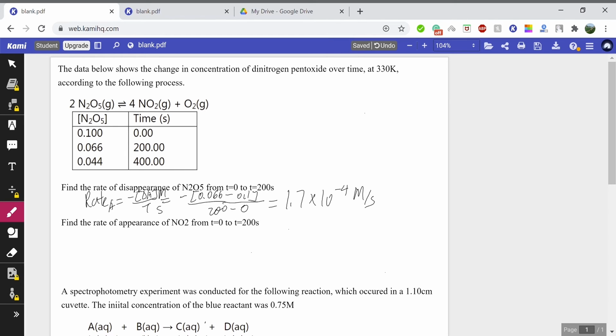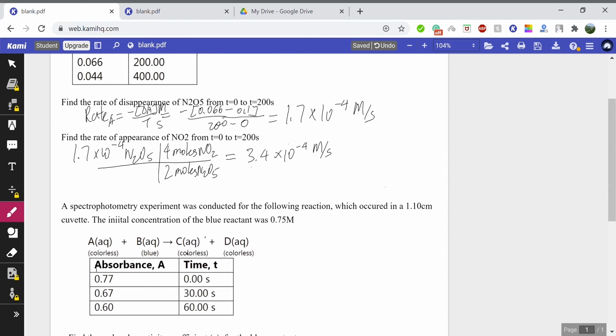Now we find the rate of appearance for NO2 from T0 to T200. So the timing is the same, except this time we're dealing with a different species. And since we're not given any concentration, we need to use stoichiometry. So we have 1.7 times 10 to the negative fourth, and this is N2O5. For every 2 moles of N2O5, there are 4 moles of NO2, as you can see from here. So this is basically multiplying the previous answer by 2, and 1.7 times 2 is 3.4 times 10 to the negative fourth molar per second.